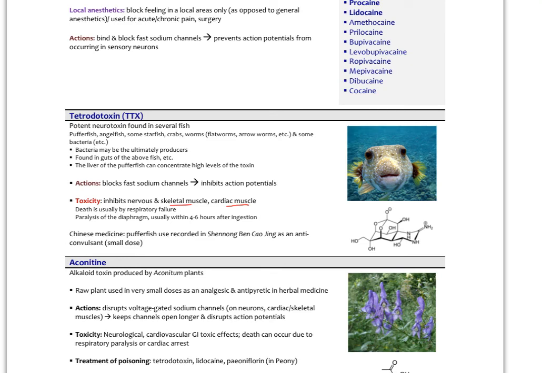So usually that can happen within just a few hours after ingestion. And if you're unfortunately not close to a ventilator, that usually is fatal. This is actually used in Chinese medicine, or it used to be used. It's recorded in the Shennong Bencaojing as an anticonvulsant.